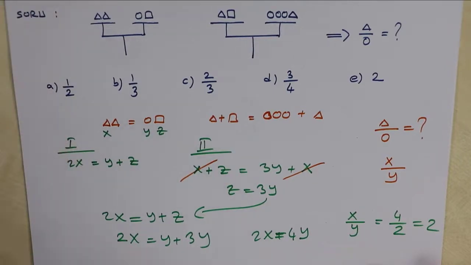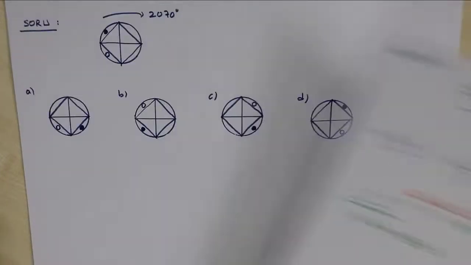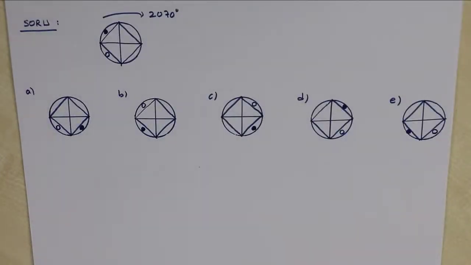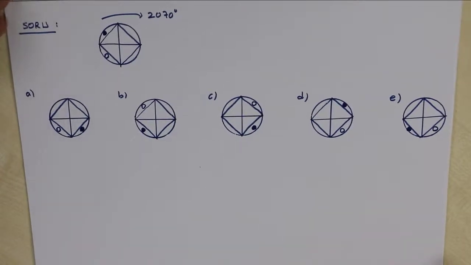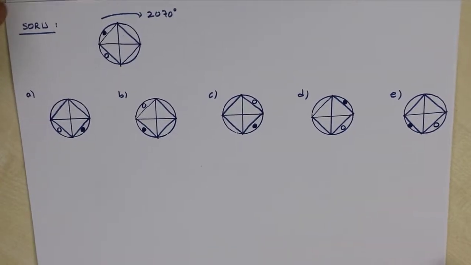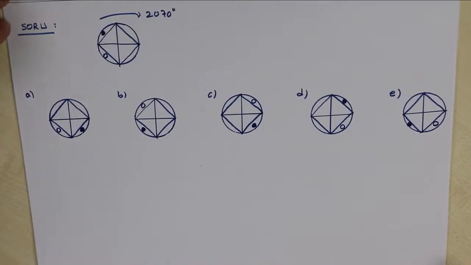Another question we have here, it's also a logic question. Without even writing the question, we can understand what is requested here. We have the circle, and if it is rotated clockwise by 2070 degrees, what will be the result among these figures? So we have the rotation degree 2070.